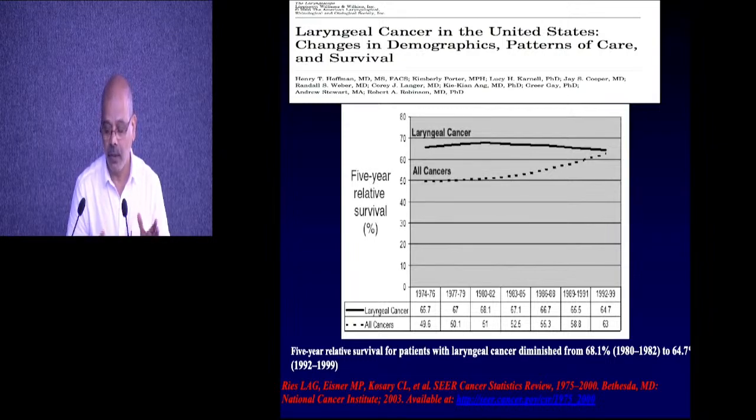So if you're talking about a 68% 5-year survival from 1980 to 82 falling to 64% in 1992 to 99, if you're expecting this survival graph to have gone up, and instead it has gone down, it was a cause for concern. Why has this happened? When people looked at it, it coincided with the time when chemoradiation became popular all over the United States as a standard of care for advanced laryngeal cancers.